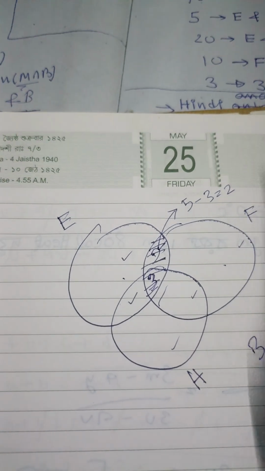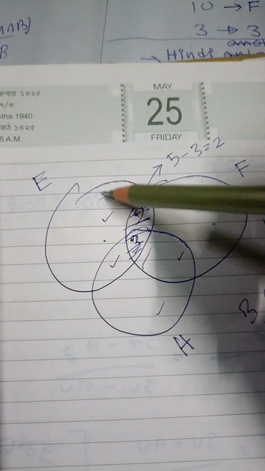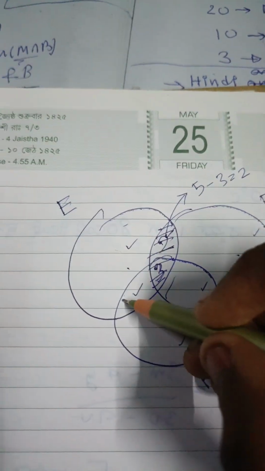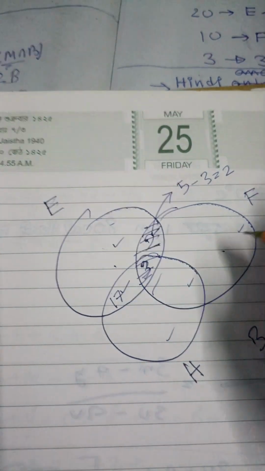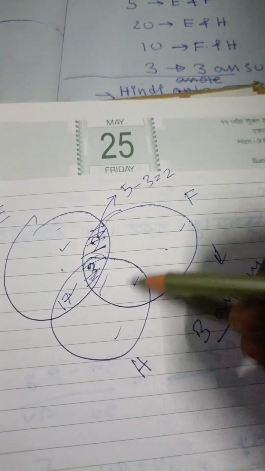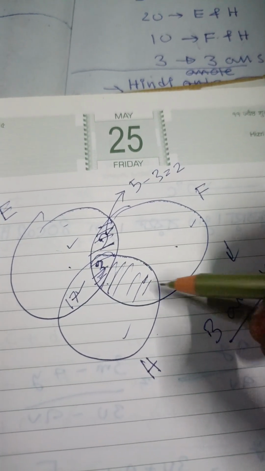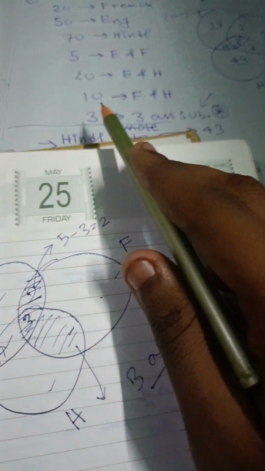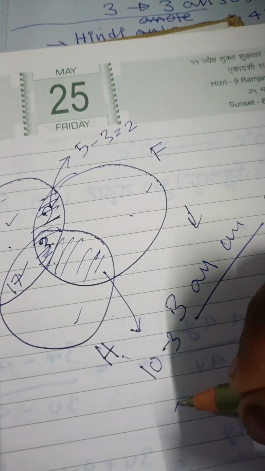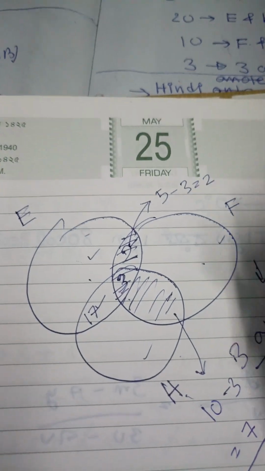You got that? Then how many students are there who know English and Hindi? English and Hindi is 20, 20 minus 3, that will be 17. And French and Hindi is this part. There are 10 students, and 3 students know all of them. So 10 minus 3 will be 7. Okay, so you got that.